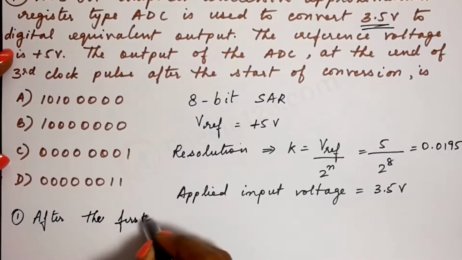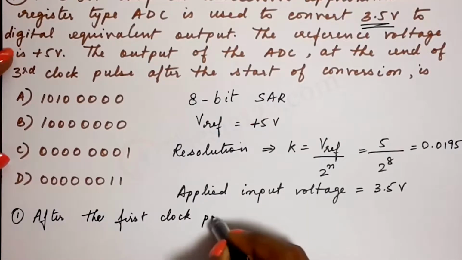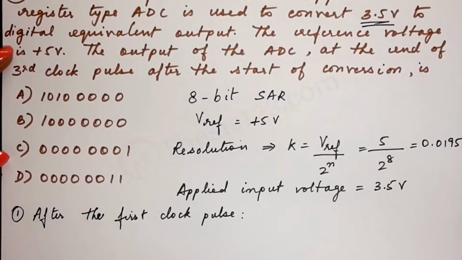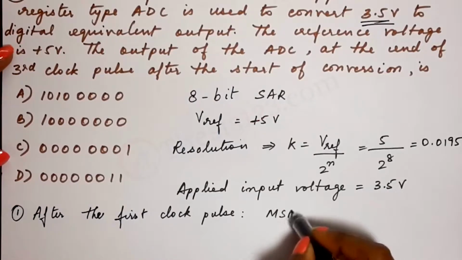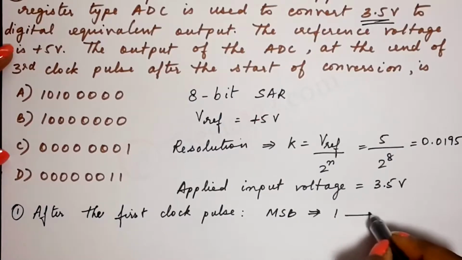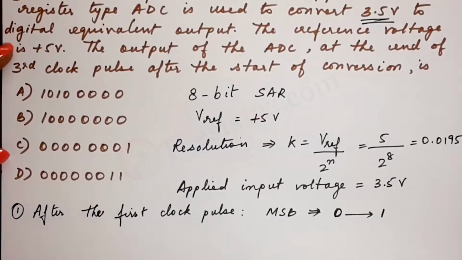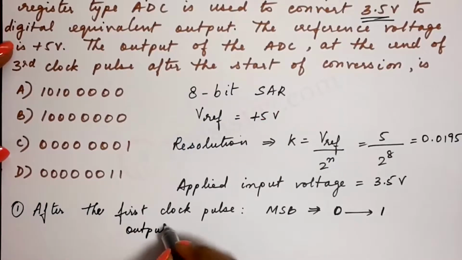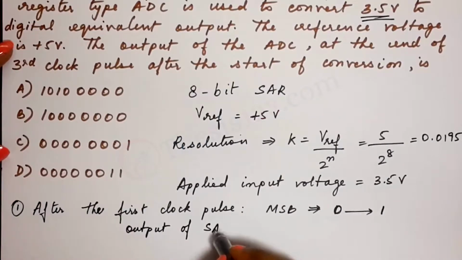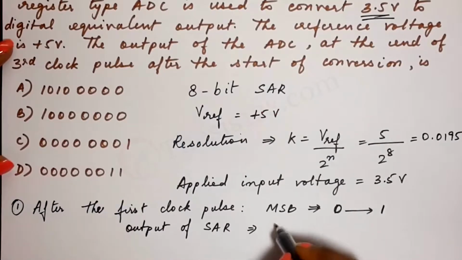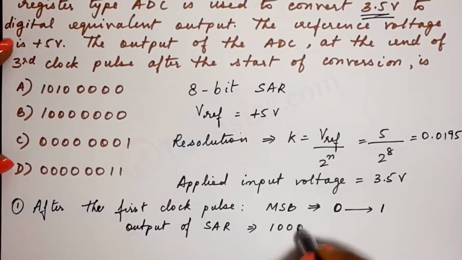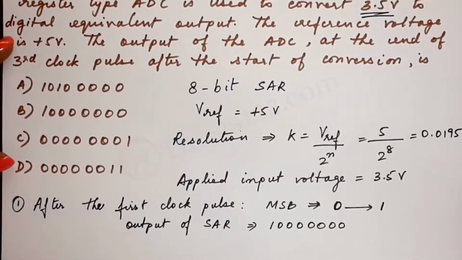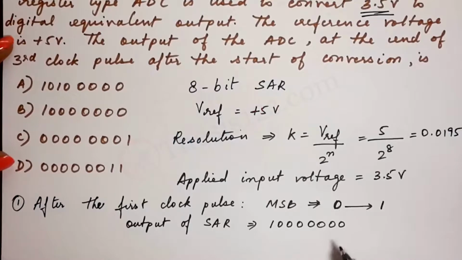So the first part is after the first clock pulse. After 1 clock, what happens is that the SAR will toggle its MSB from 0 to 1. So the output of the SAR would be, now remember this is an 8-bit, so it would be 1 0 0 0 0 0 0 0. So that's 8-bit output. So this is what we get after the first clock pulse.